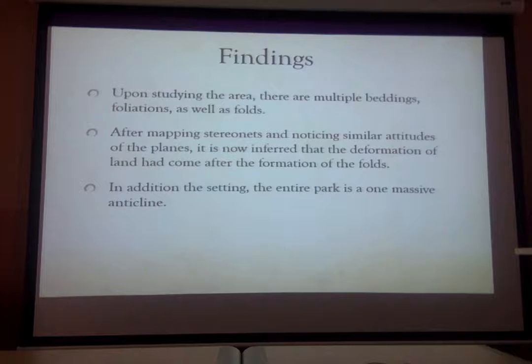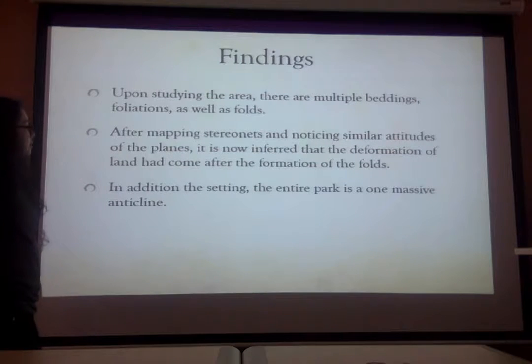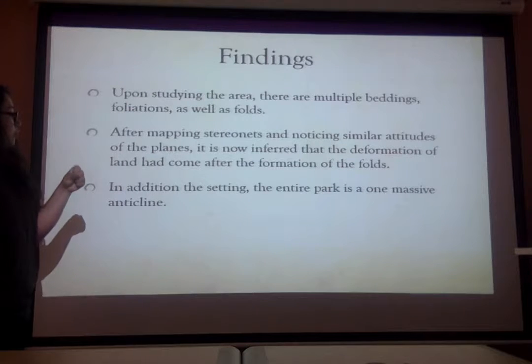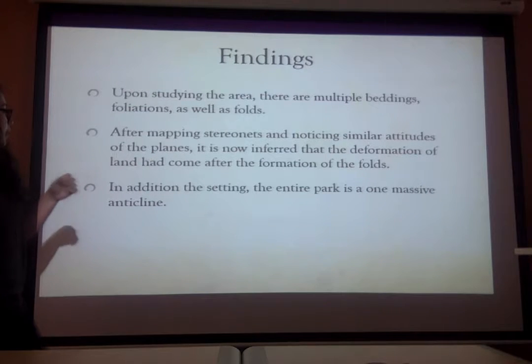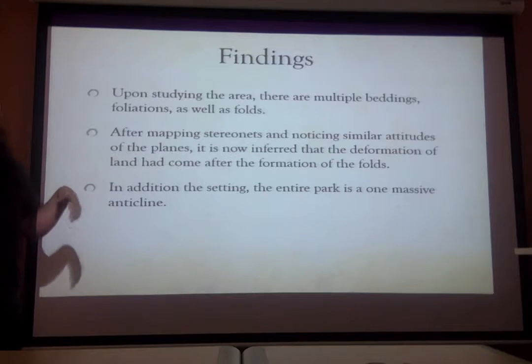Upon studying the area, there are multiple beddings, foliations, as well as folds. After mapping the StereoNet and noticing similar attitudes on the planes, it is now inferred that the deformation of the land came after the formation of the folds. In addition, the entire park is a massive anticline, which means that the core was Precambrian gneiss, and the top part, which was the youngest, was the granite.